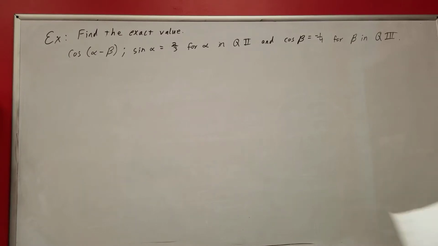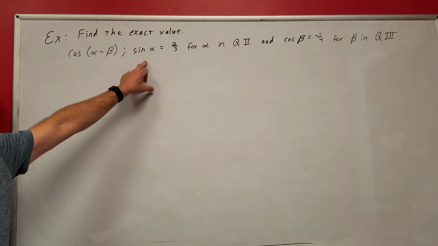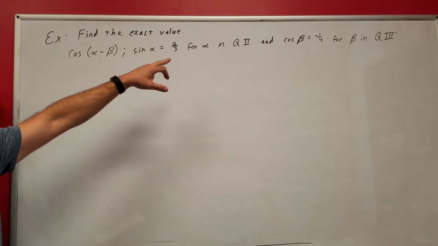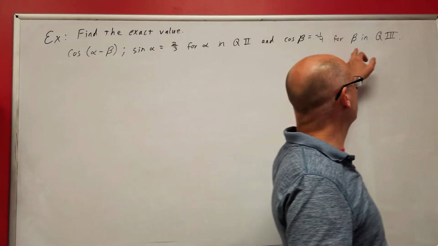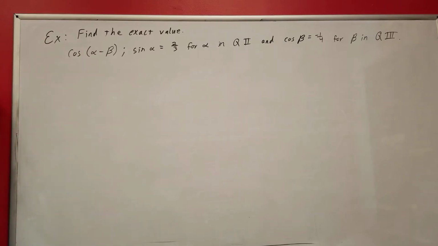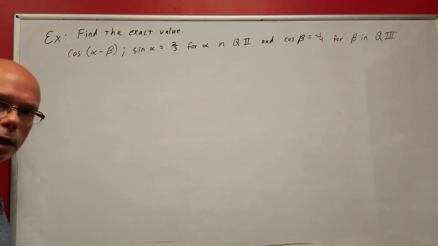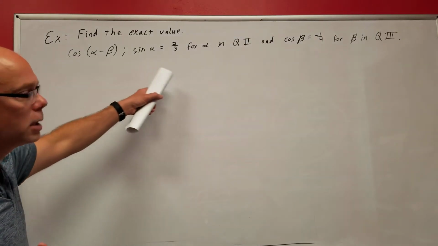In this example, find the exact value of cosine of alpha minus beta, where the sine of alpha is 2/3 for alpha in quadrant 2, and the cosine of beta is equal to negative 1/4 for beta in quadrant 3. Notice how this one's a bit different in how it's given to you. They don't say find the cosine of 105 degrees or anything like that. They're giving us this information.